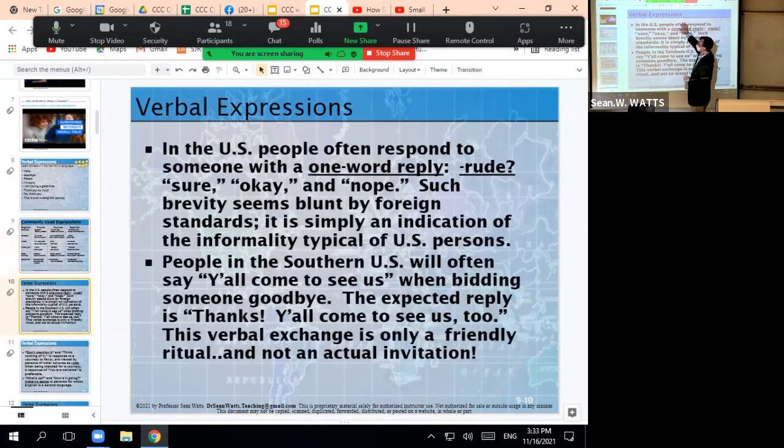The whole idea in the United States, each country is different. Sometimes people say sure, sometimes people say okay, sometimes people say no. That in itself, just saying sure, can be considered bad in many places because it's so short. The briefness is kind of like saying, I don't want to talk to you. So it is considered rude. Make sure you think twice. You think it's no problem, sure, but in other countries it could be rude. People in the southern United States, they even expanded, for example.